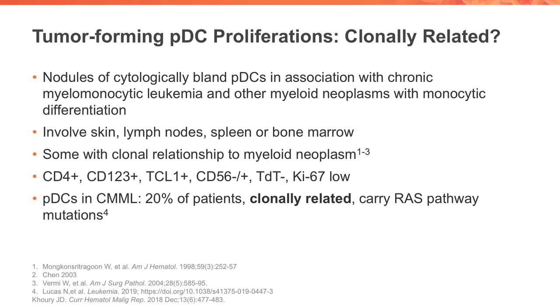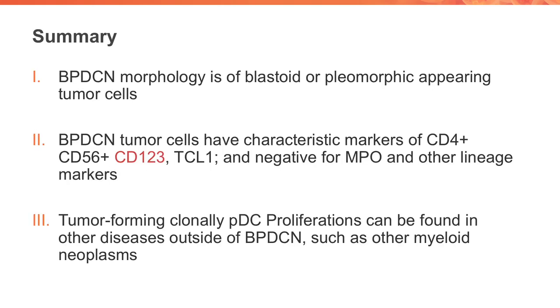In summary, BPDCN morphology is of blastoid or pleomorphic appearing tumor cells. BPDCN tumor cells have characteristic markers of CD4, CD56, and CD123 positivity and TCL1. They have to be negative for MPO and other lineage markers. Recent findings indicate that tumor-forming clonal PDC proliferations can be found in other diseases outside of BPDCN, such as other myeloid neoplasms.